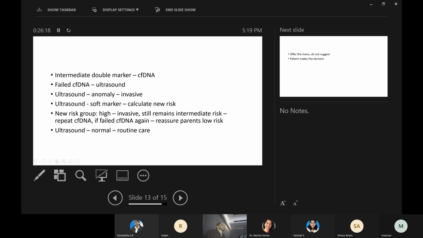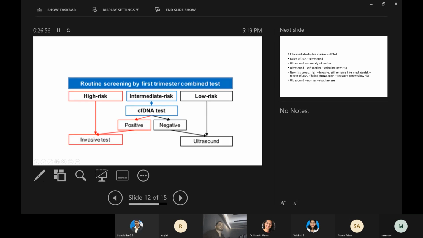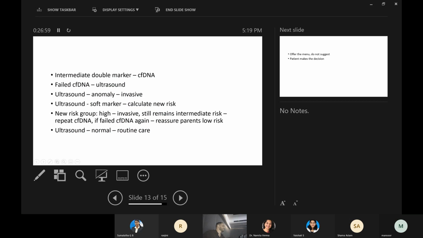So you do the ultrasound after a failed cfDNA. If there is an anomaly, go for invasive. If there is a soft marker, calculate the new risk. If the new risk is coming high, go for invasive. If it is still intermediate risk, repeat the cfDNA, then categorize as positive, invasive; negative, nothing to do, normal follow-up. And if for the second time also cfDNA fails, then this intermediate risk, you consider it as low itself and tell the parents there is low risk. And what if the ultrasound is normal? Then nothing, just routine care should be followed.